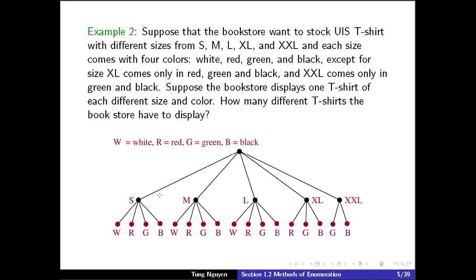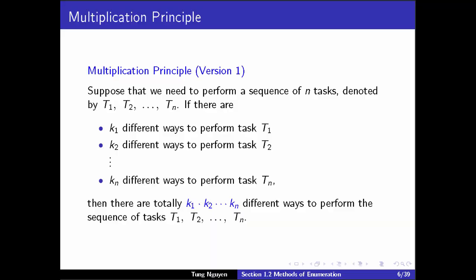So from this we can see, we can easily count how many t-shirts the bookstore needs to display. We have 4 here, 4 here, 4 here, that's 12. 12 plus 3 is 15, and we have 2 more for the XXL, that's 17 total.